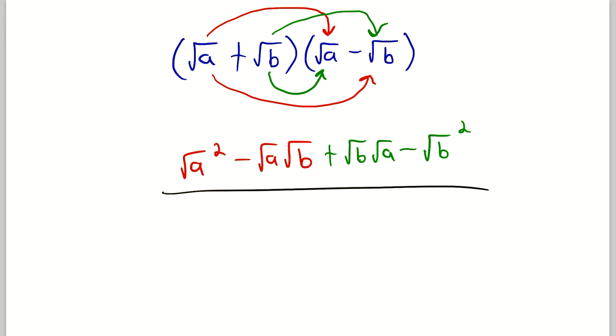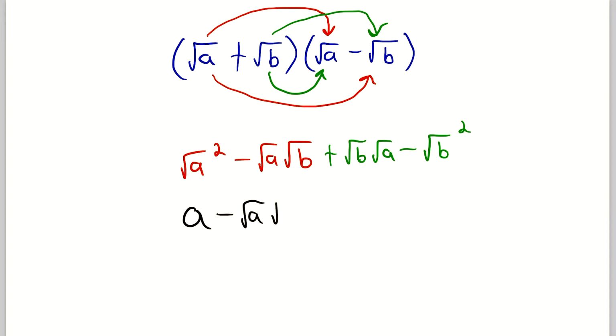Alright, now we just have to simplify this a little bit. So square root of a squared, starting over here at the left, that's just a by definition. And then let's rewrite this. So we have square root of a, square root of b, plus the square root of a times the square root of b. Since multiplication is commutative, I just moved the square root of b and the square root of a around there. And then minus the square root of b squared, that's just b by definition.